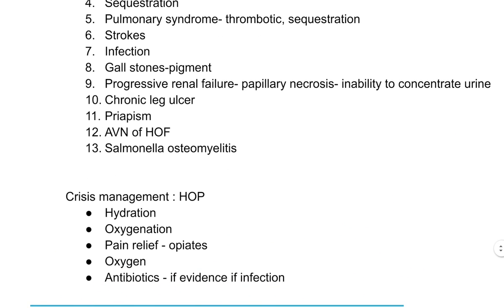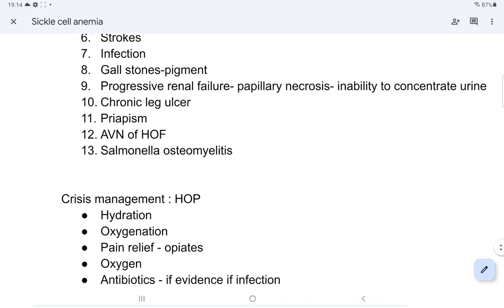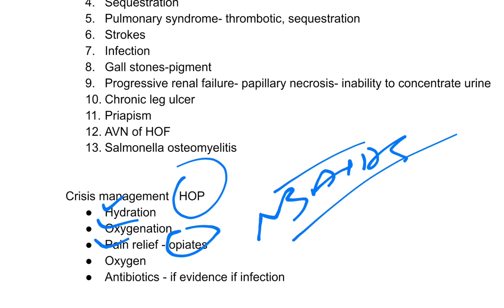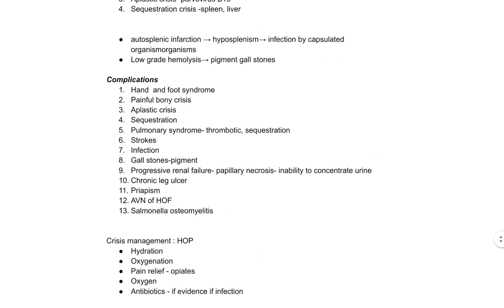The next question is how will you manage a patient presenting in crisis? The mnemonic is HOPE: hydration, oxygenation, pain relief by opioids, not NSAIDs, mind it, not NSAIDs. NSAIDs will not work here. You will have to give opioids and hyperbaric oxygenation, as already said, and it may need antibiotics if there is evidence of infection. So this is all about it.